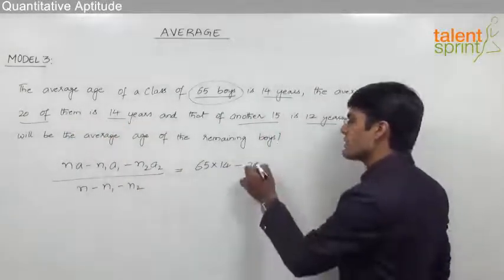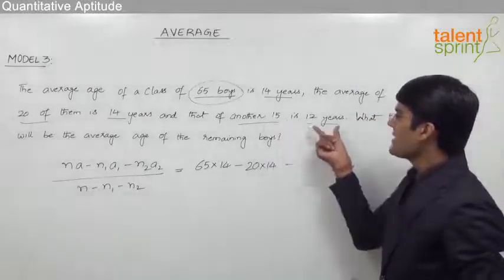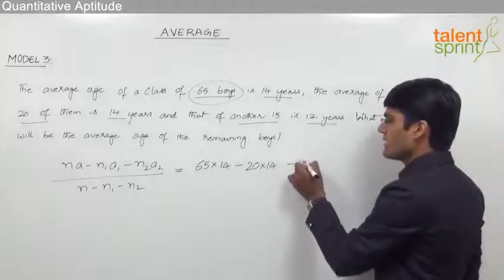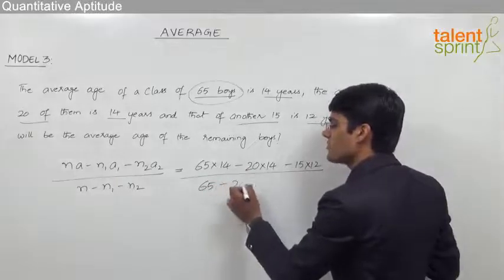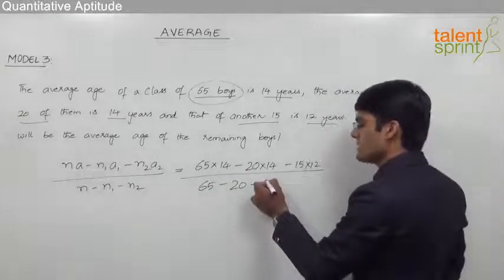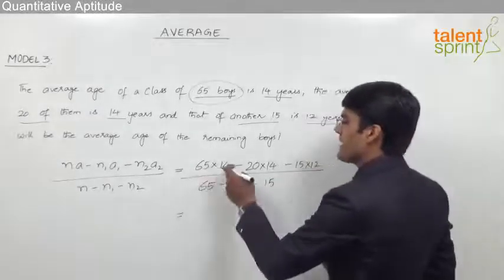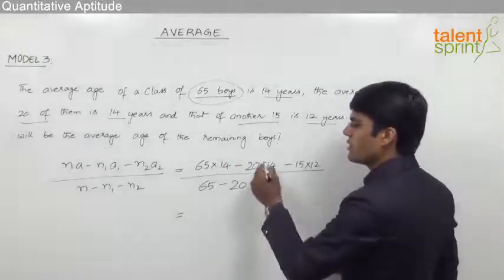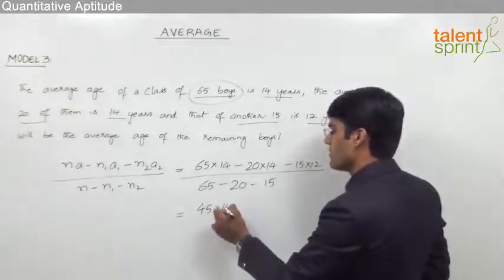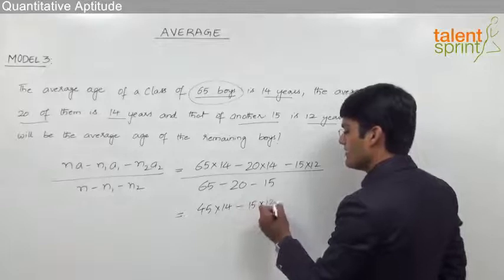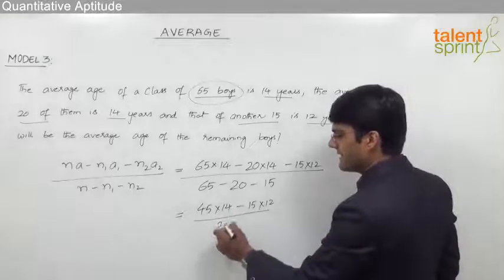So total of these 20 boys can be taken as 20 into 14, minus the third group is 15 boys where the average is 12 years. So their total can be taken as 15 into 12, divided by total number of students 65 minus number of students in the first group 20 and number of students in the second group, that is 15. So this can be simplified as 65 into 14 minus 20 into 14. By taking 14 common, we get 65 minus 20, which is 45, into 14 minus 15 into 12, divided by 65 minus 20 is 45, 45 minus 15 is 30.